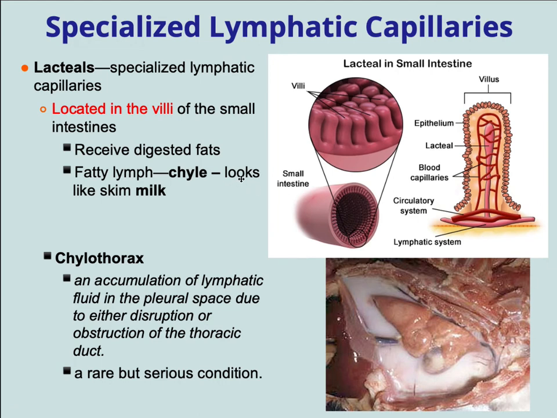There is a specialized type of lymphatic capillary located in your small intestines. They're called lacteals. Lacteals are a specialized type of lymphatic capillaries specifically found in the villi of your small intestine. Remember what your small intestine's functional role is. It functions to absorb nutrients. So this is also where fats get absorbed. When fats get absorbed, unlike the other nutrients that enter blood capillaries, fat actually gets absorbed into the lacteals, into these lymphatic capillaries.